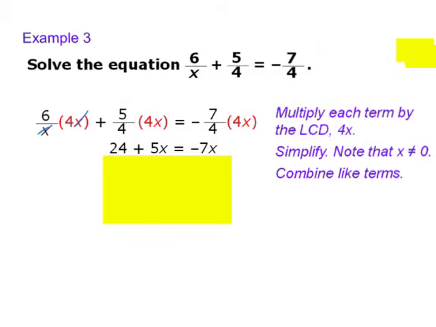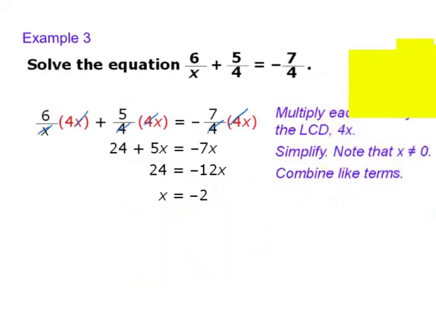Okay, so let's look at the next one here. Over here you see that this 4 divides out with this, leaving us with, in this area, 5x. And then of course over here, I see this 4 divides out with that 4, leaving me with a negative 7x. Now all that I have to do is get this 5x to the other side, and in doing so, it looks like this. So 24 equals negative 12x. We're going to divide both sides by negative 12, and I will get x equals negative 2 for my answer.